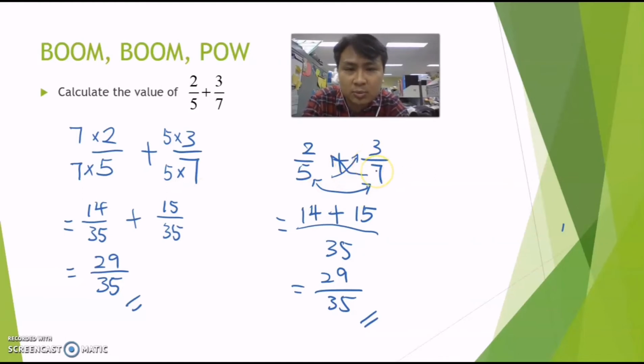So the use of boom boom pow is useful if you are not very familiar with making the denominators the same. This technique will be useful for students who do not know how to find the lowest common multiple for the denominator. So I'll just repeat again. Boom. You take the opposite denominator, the second term's denominator, multiply with the first term's numerator. Boom again, you take the first term's denominator, multiply with the second term's numerator. Then pow, you multiply both the denominators together. So boom, boom, pow, and you end up with the same answer. Are we clear about this?